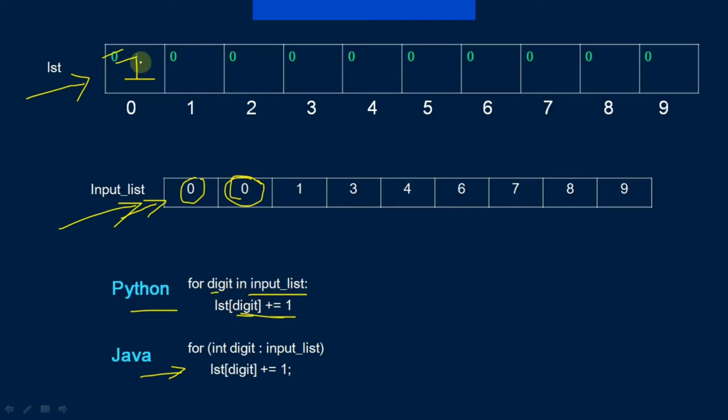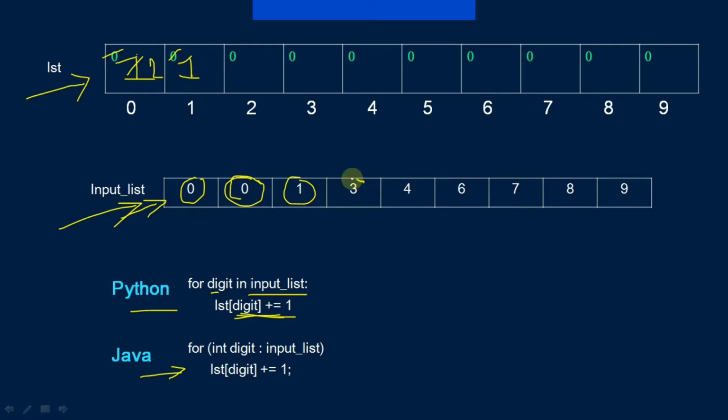So initially it is 1, now it will become 2. Okay, so the 0th cell value is 2. After that we will get 1. Okay, so lst[1] += 1. So we will increment the first index value by 1. Initially it was 0, it will become 1.